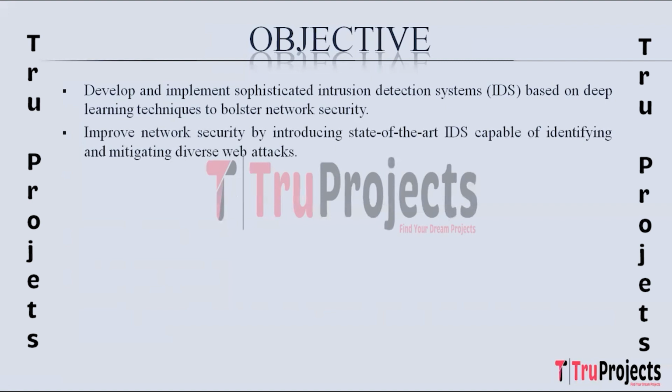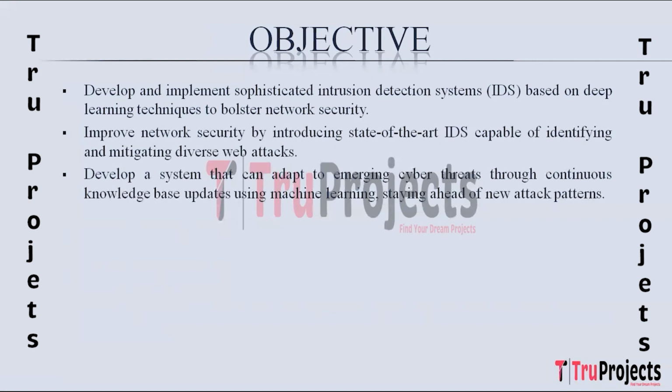These IDS are designed to not only identify but also effectively mitigate various types of web attacks, providing a robust defense against cyber threats. The project aims to create a dynamic system that adapts to evolving cyber threats. Achieving this involves implementing continuous knowledge based updates using machine learning. This approach ensures the system stays proactive, staying ahead of new attack patterns and enhancing its ability to counter emerging threats effectively.